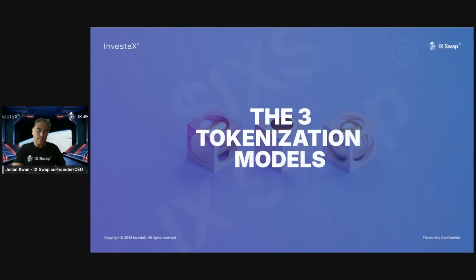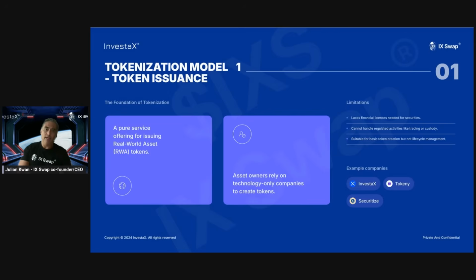Okay, moving on. The RWA token models. Let me put it this way. This was the very first model, in 2018: we're going to do token issuance only. We'll issue your RWA for you. Give me a lot of money, and then that's it.